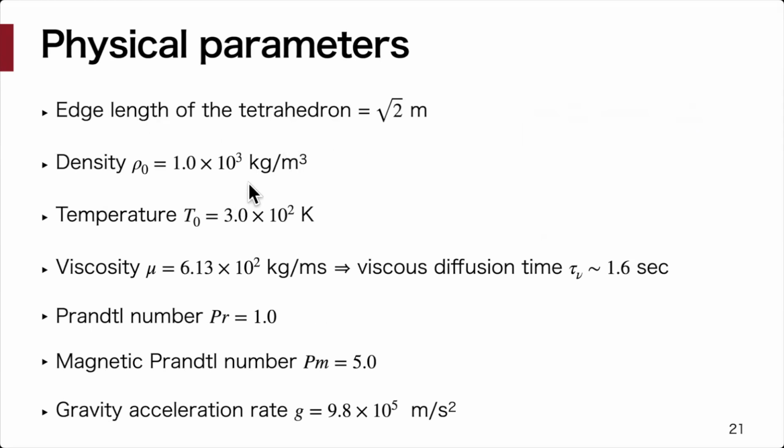Of course, simulation can be applied for any scales, but to make my images as concrete as possible, I think about this kind of concrete data. I think about an edge length of the tetrahedron of square root 2 meters, 1.4 meters. The density is this one, temperature is this one, and viscosity is this one. So the viscous diffusion time for this tetrahedron's height is about 1.6 seconds. Prandtl number is 1, magnetic Prandtl number is 5, and the gravity acceleration is very high in order to induce the convection. So this is a kind of artificial setting for the virtual MHD fluid for this convection system. Now let me move on to the simulation results.